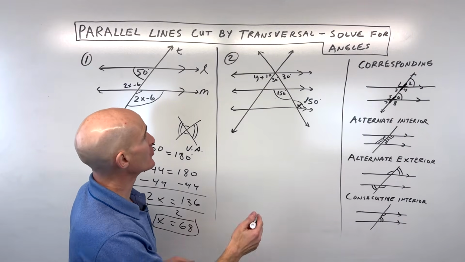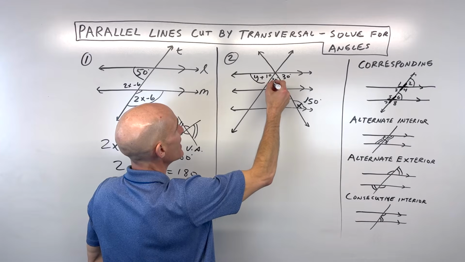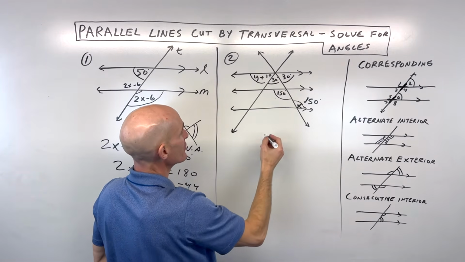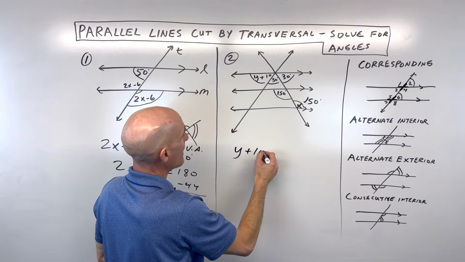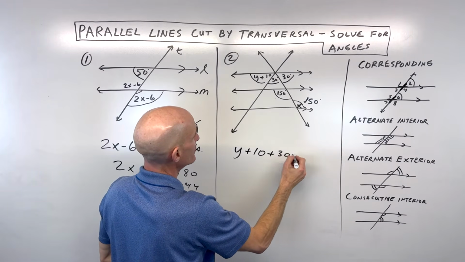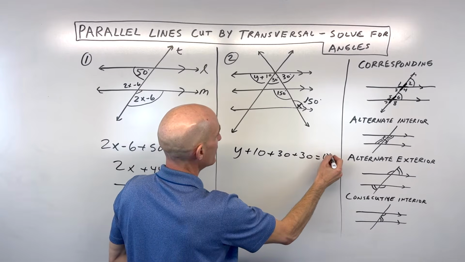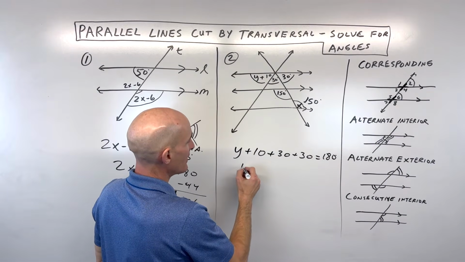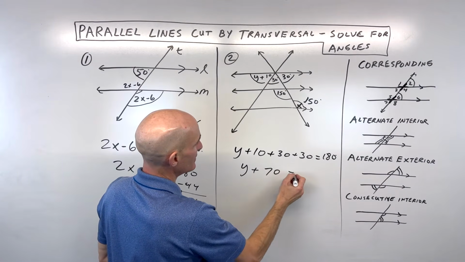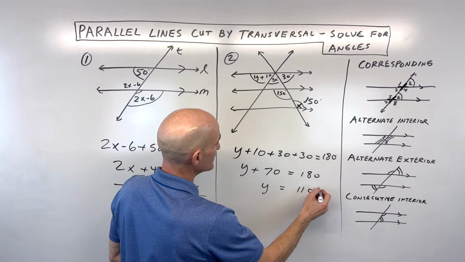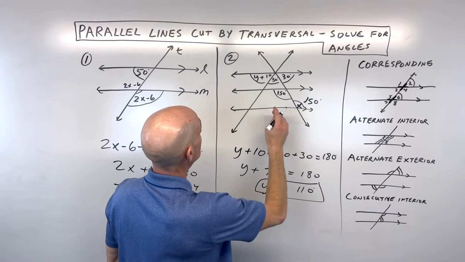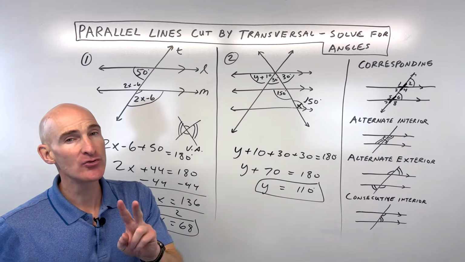So if I was to take y plus 10 plus 30 plus 30, that has to add up to 180 because see that straight line. So we've got y plus 10 plus 30 plus another 30 equals 180. And let's solve that. So we've got y plus 70 equals 180. Subtract 70 and we're getting 110 is the value of y. Let's take a look at two more examples.